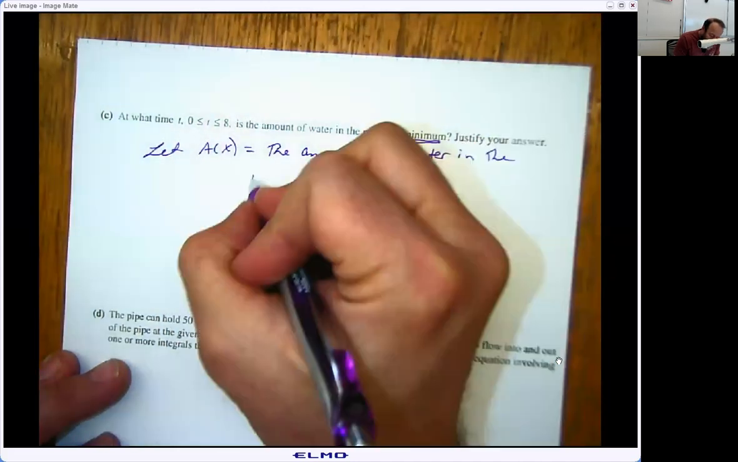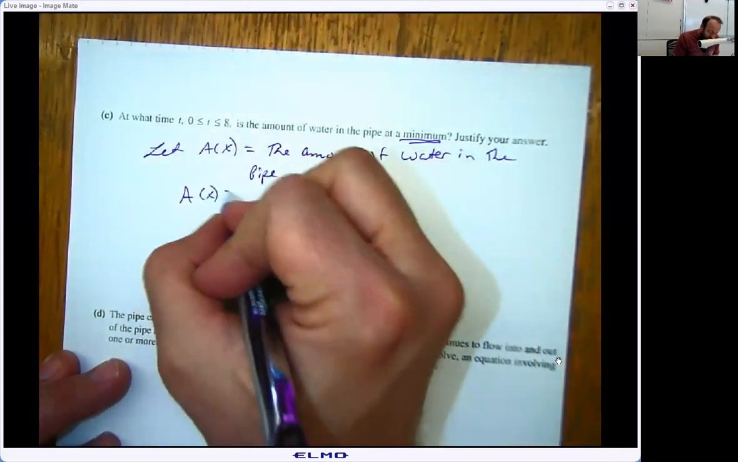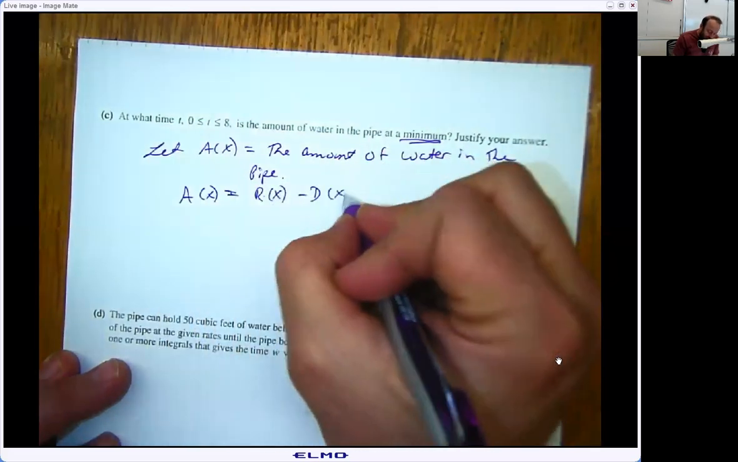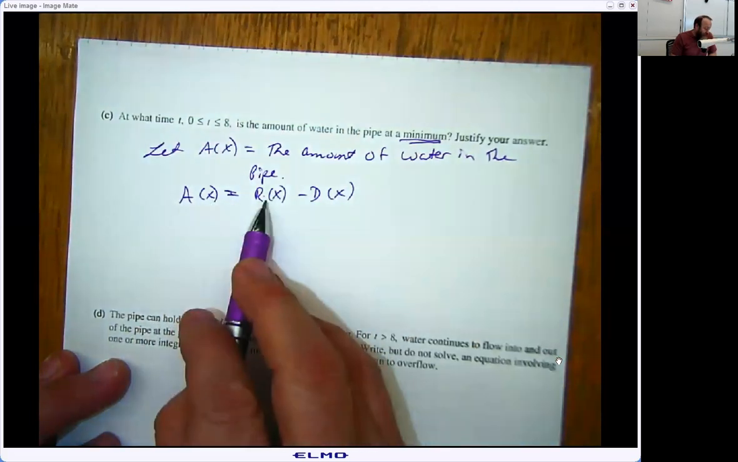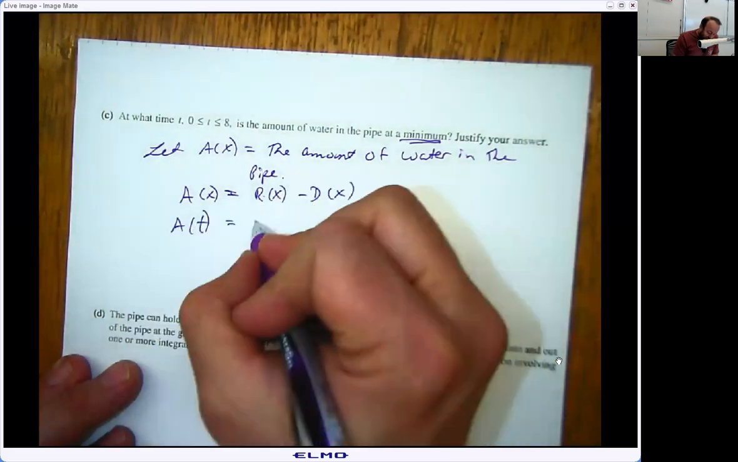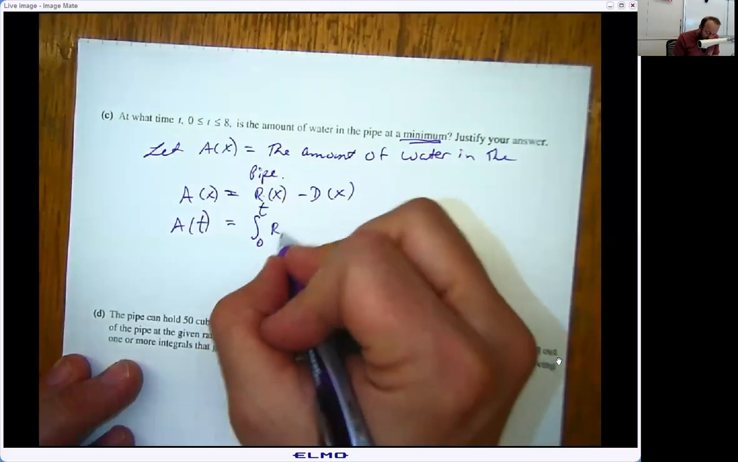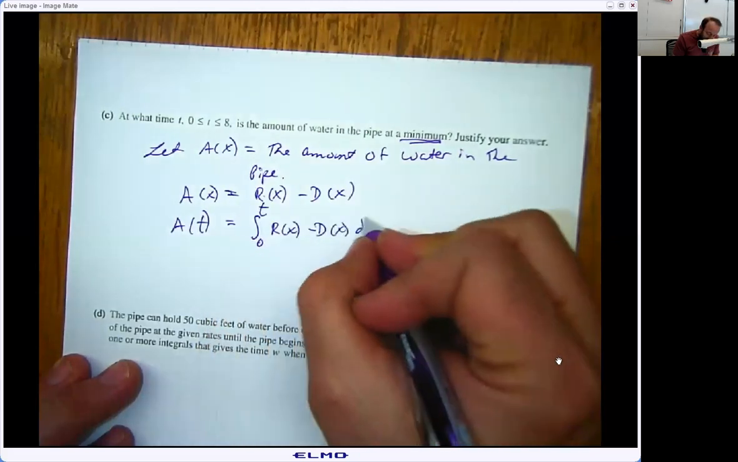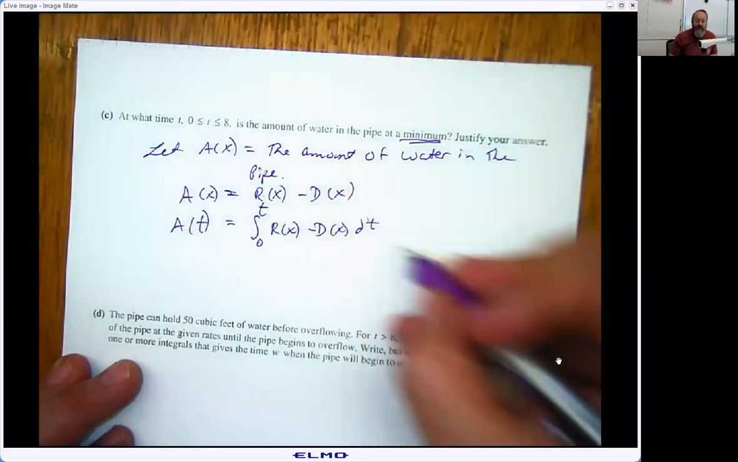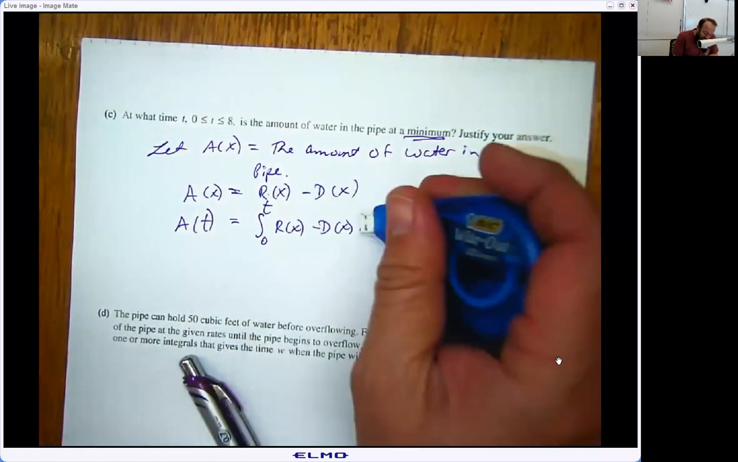Now, if I did that, then A of x would be, well, I guess it would be r of x minus d of x, or you could say a of t is r of t minus d of t. But that would tell you the amount at any time t would be the integral from 0 to whatever time you're interested in of r of x minus d of x dx. Excuse me, that should not be dt, that should be dx, to be in agreement with what we have.